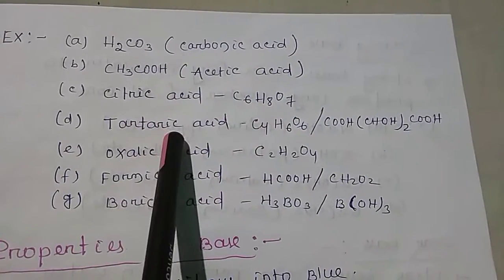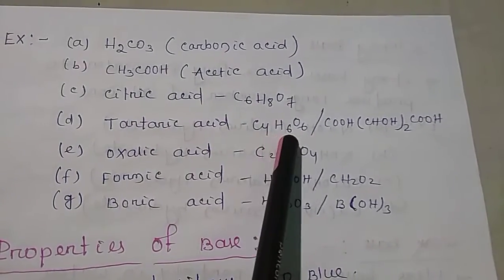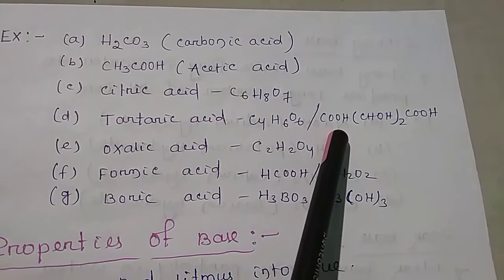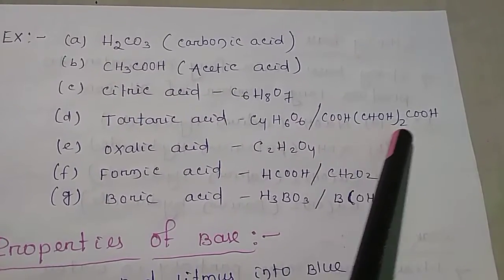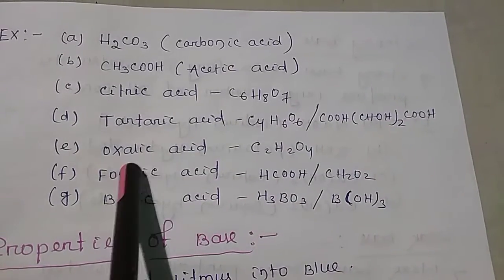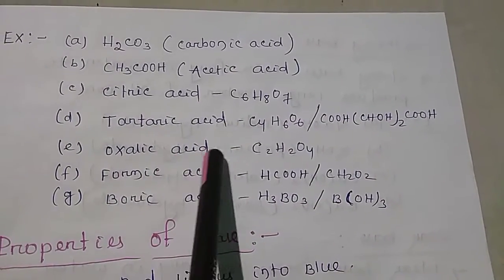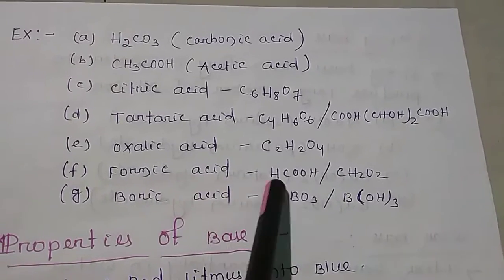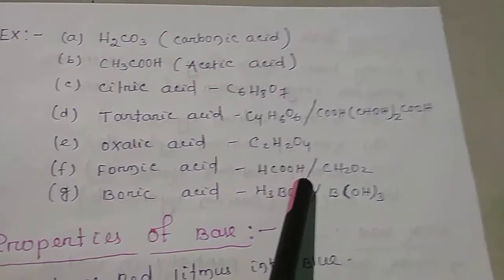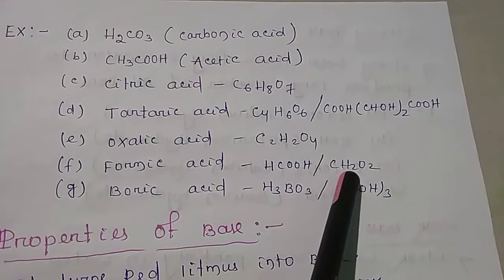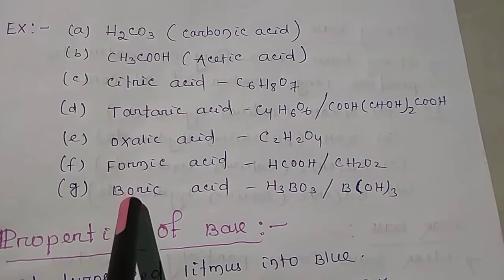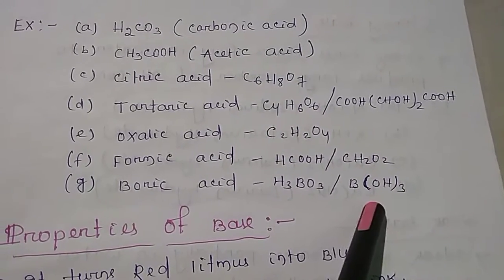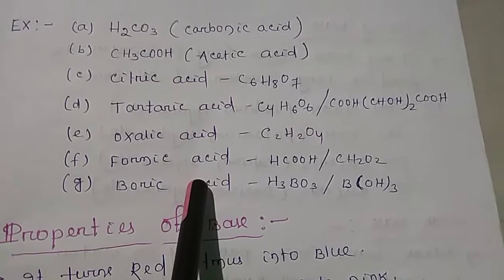C6H8O7. Fourth one is tartaric acid, C4H6O6, and it can be written as COOH, CHOH whole 2, COOH. Fifth one is oxalic acid, C2H2O4, and sixth one is formic acid, HCOOH, or it can be written as CH2O2. And last one is boric acid, H3BO3 or B(OH)3. These are a few examples of weak acid.